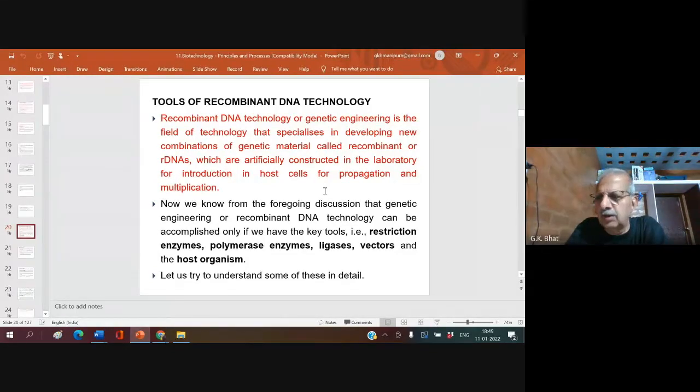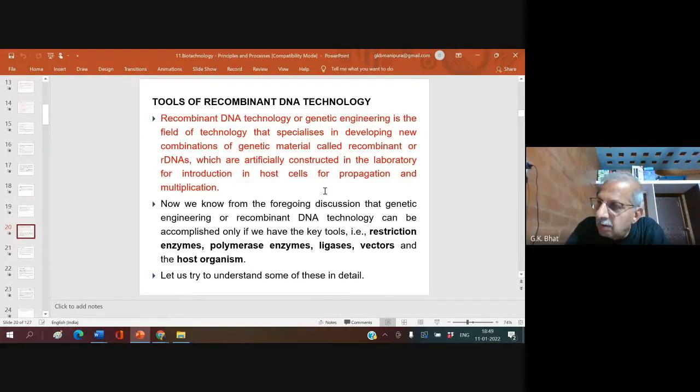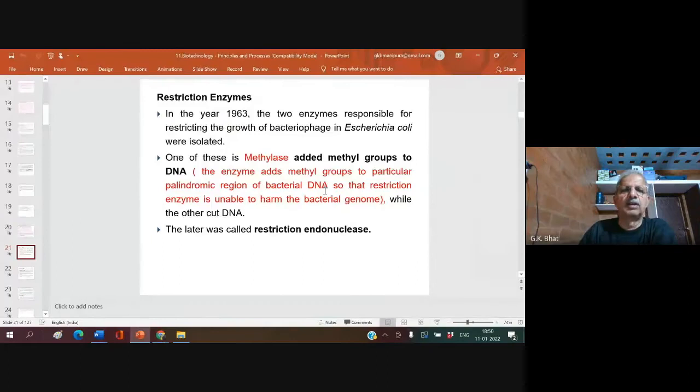Why is a host organism required? Vismita, why is a host organism required? Sir, for the process of replication, for getting GMO. Am I right? Yes, sir. So let us try to understand this in detail.